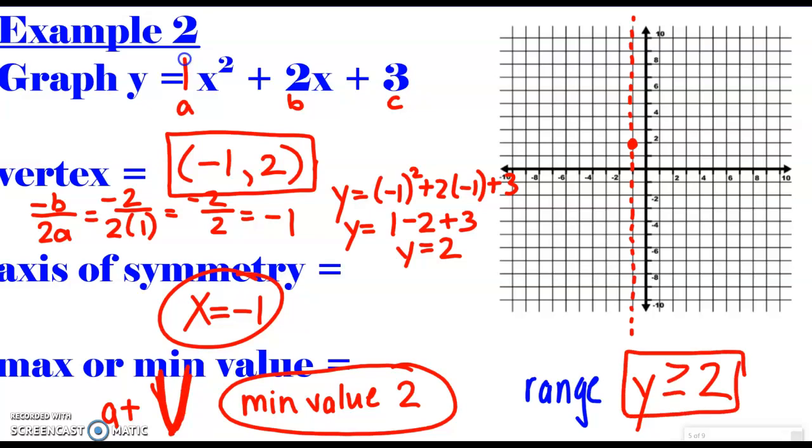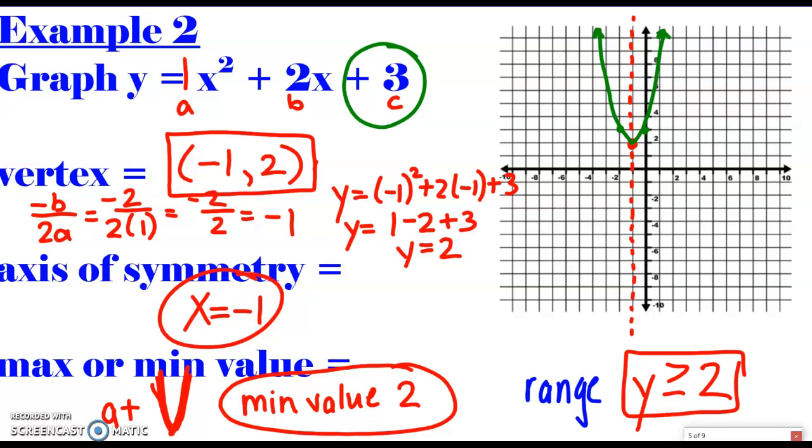To find our other point there, we know that C is equal to 3. So we're crossing the y-axis at 3, which we can also reflect to the other side to make our beautiful parabola. Now, we'll find ways in the future to find more points to make that more accurate, but today in standard form, we're just going through the vertex, identifying the y-intercept, and reflecting it over.